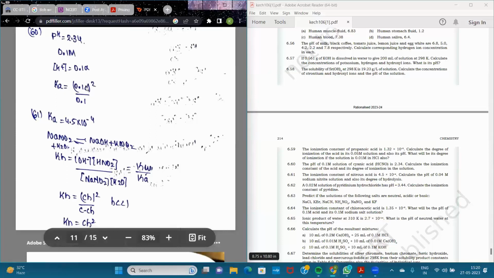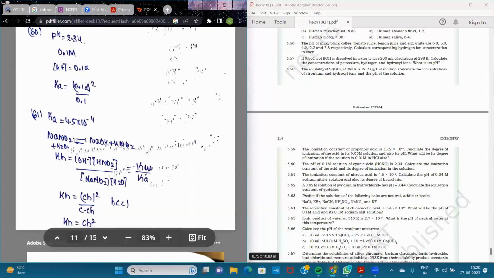61st question, the ionization constant of nitrous acid is 4.5 into 10 power minus 4. Calculate the pH of a 0.0504 molar sodium nitrite solution and also its degree of hydrolysis. Salts formed by mixing strong acid and strong base are neutral. Strong acid and weak base, it undergoes hydrolysis. Strong base as well as weak acid also undergoes hydrolysis.